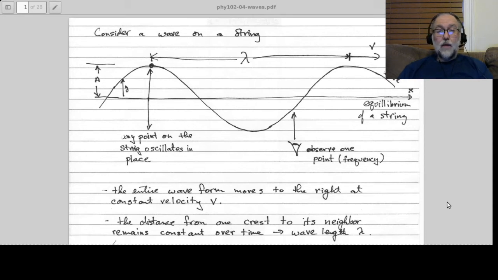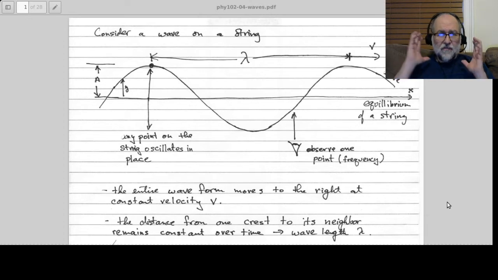Okay, now what kind of a wave should we be thinking of or picturing in our mind? Well, there's so many things that exhibit wave behavior, like waves on water. Sound is a wave. Light, radio waves, they're all waves. And waves on a string are also waves.